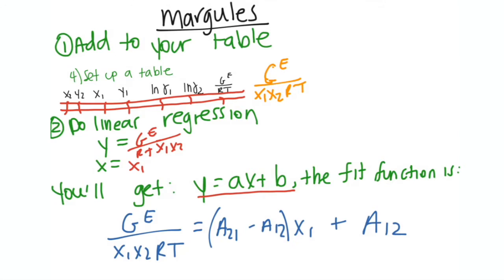Okay? But for Margules, the fit function is the following. So it's what we have here. You're going to have this y, GE over x1 x2 RT, is equal to (a21 minus a12) x1 plus a12. So you can think of this as your a, and you can think of this as your b. Okay, so you're going to have your b, like, it's 5, let's say. And then you can easily just solve for your a21 here, because you're going to have some a here, and you're just going to subtract it. Okay, so you're just simple.